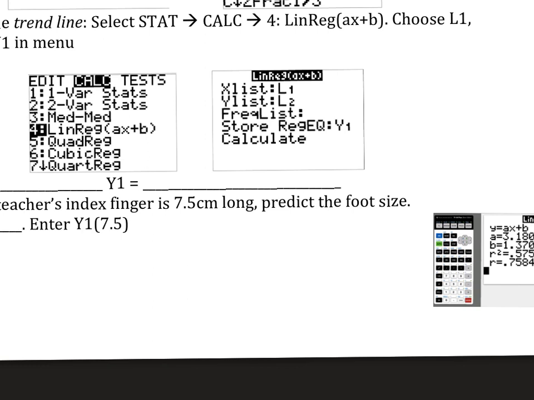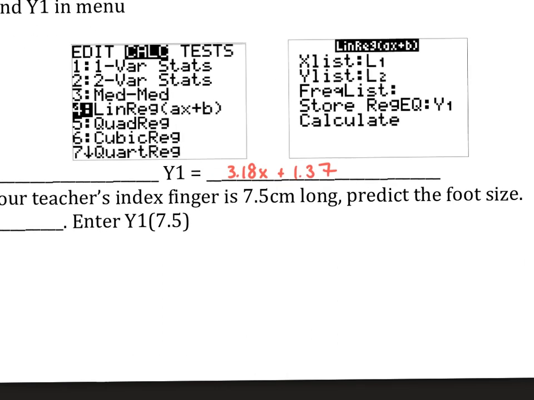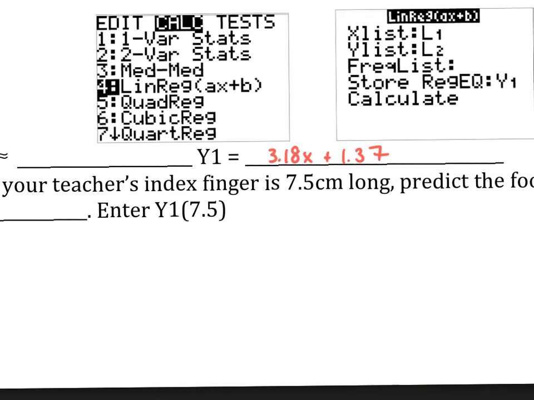So my y equals 3.18x plus 1.37. Now, to interpret this according to this graph, it says that when a person's finger is 0 centimeters, then their foot is 1.37 centimeters long. And if you make this into a 5, that'll predict how long.